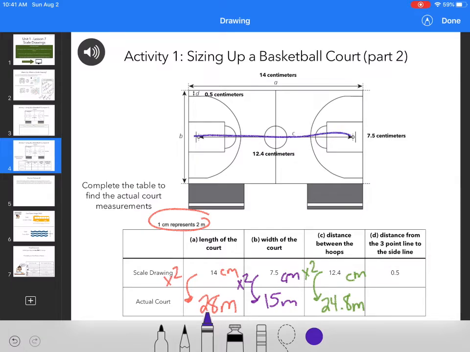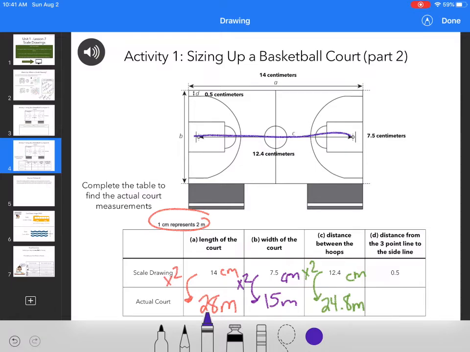So you want to make sure it's accurate, because let's say you're playing basketball in Dallas and then you go to play basketball in Boston. It needs to be fair. It needs to be the same standard court. So you have to be able to give the same exact measurements.